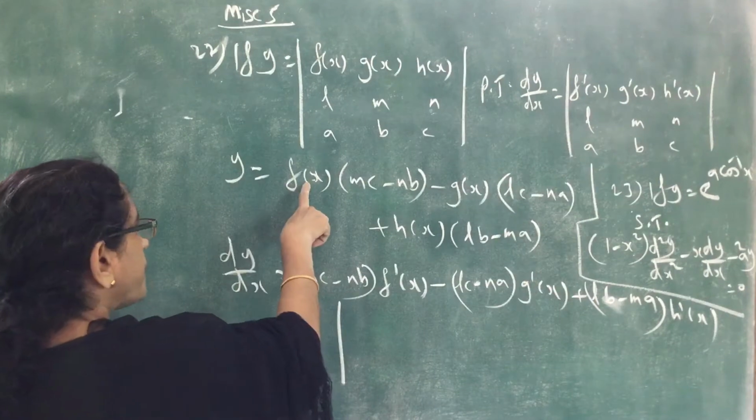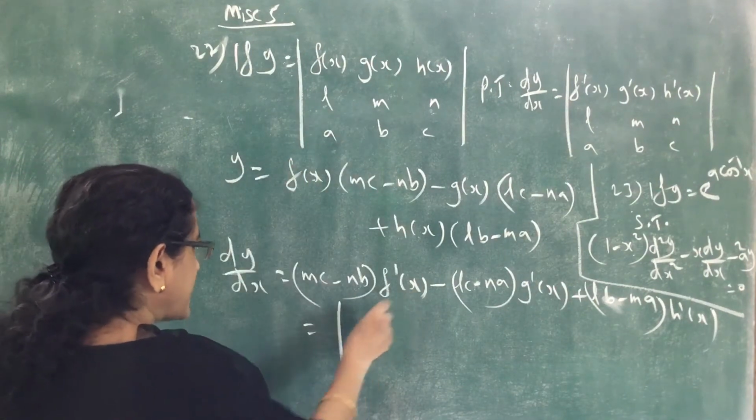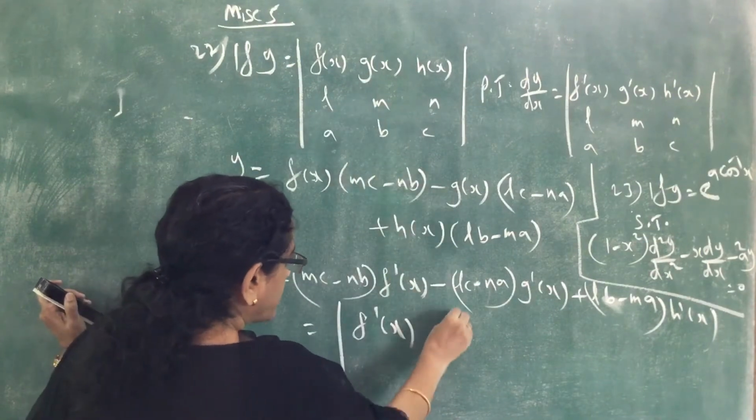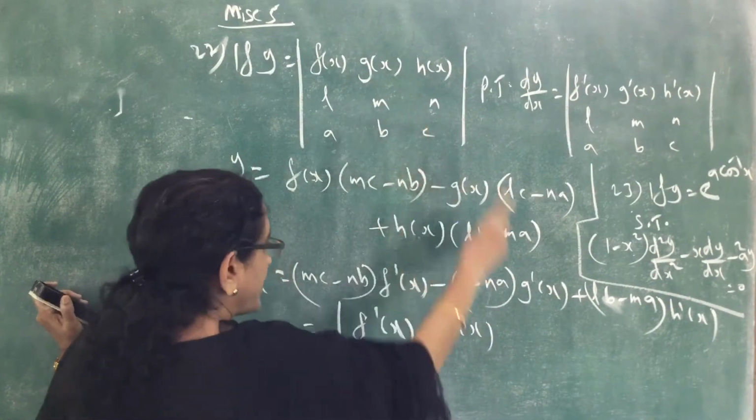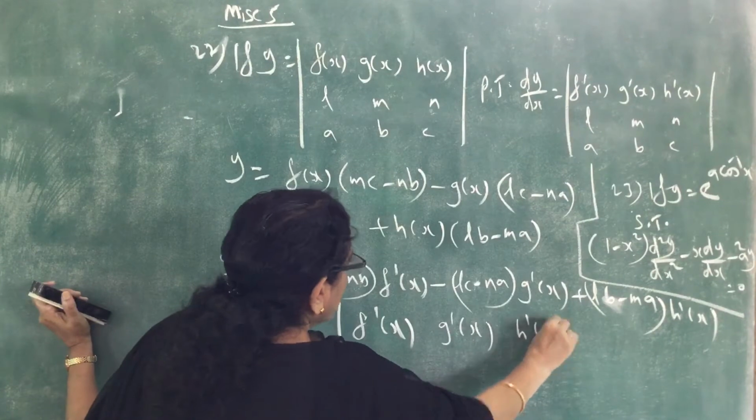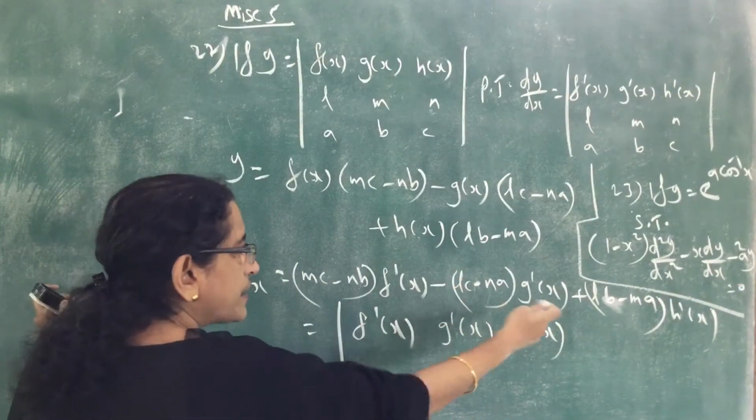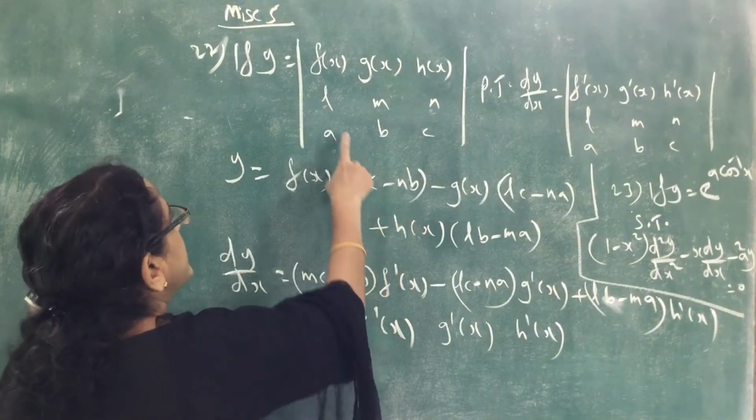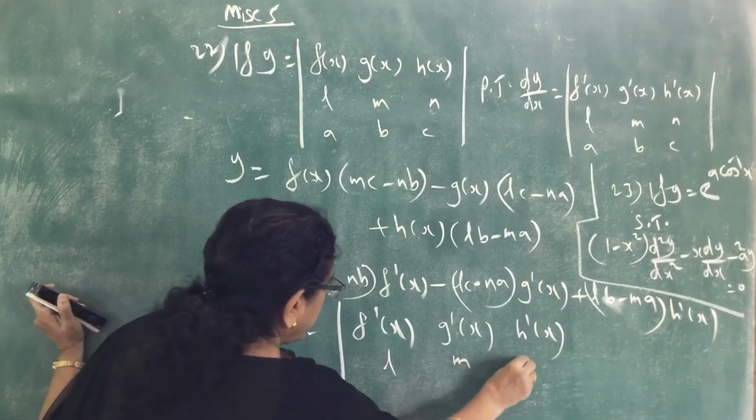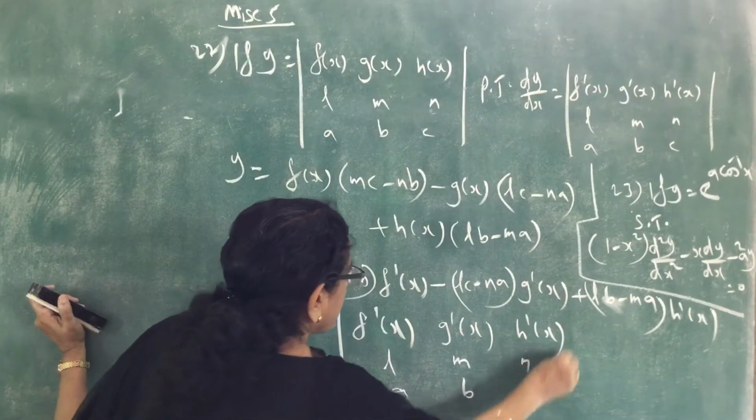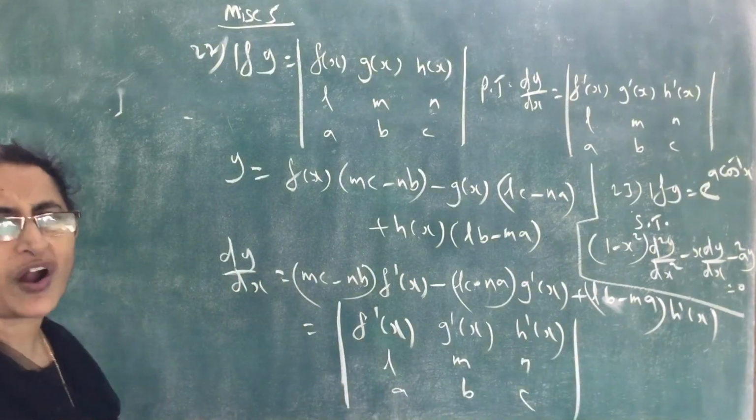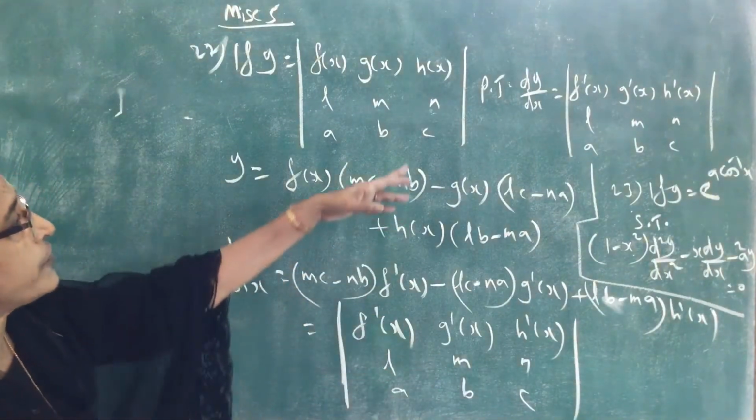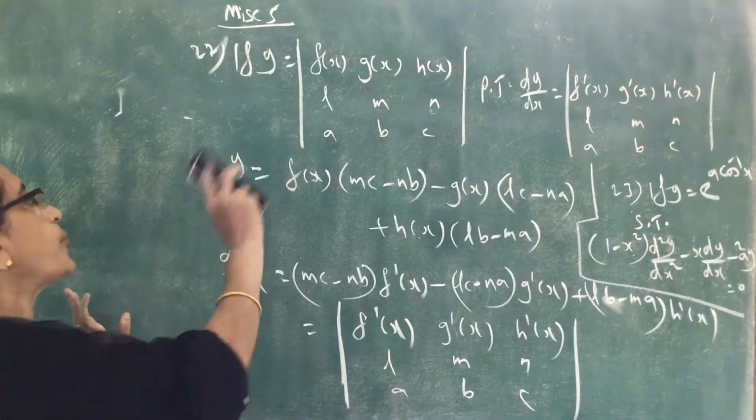In the place of f of x, we have to write f dash x, only that is the difference. And in the place of g of x, we have to write g dash x. In the place of h of x, we have to write h dash x. Remaining things are the same. See, constants are remaining, we didn't do anything with the constants. So same thing we get, L, M, N, A, B, C. So that is what we want to prove. So we got dy by dx equal to this one. So we got the answer, we proved.